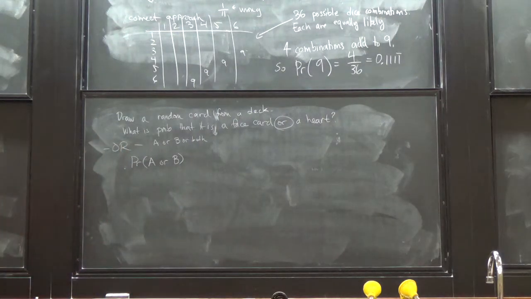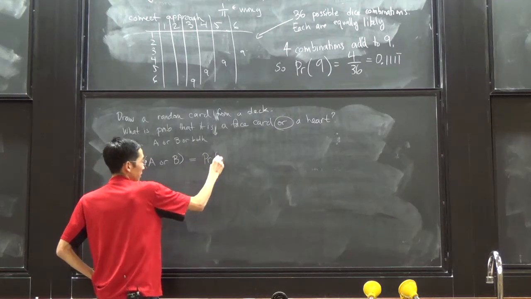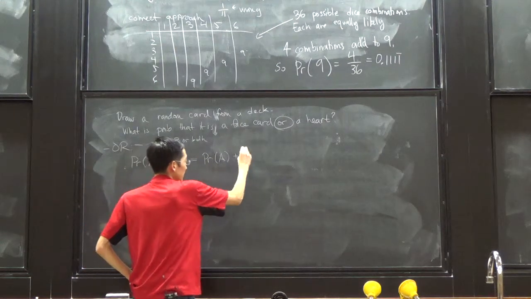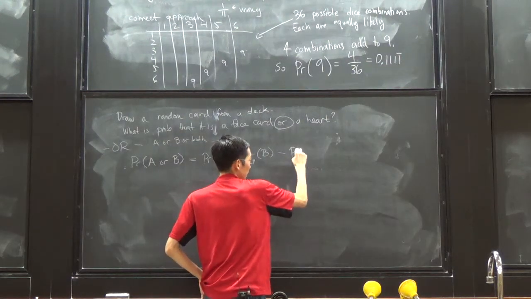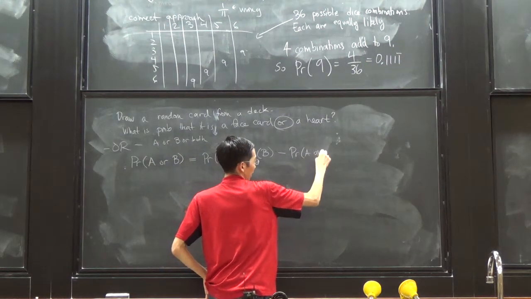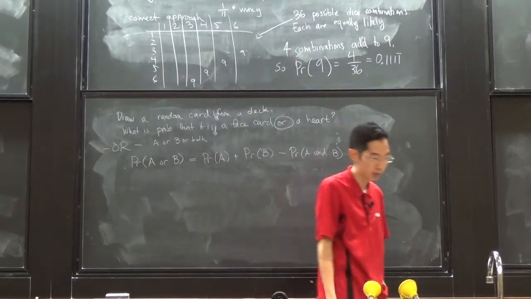So when I say the probability of A or B, this is equal to the probability of A plus the probability of B minus any possible overlap, A and B.